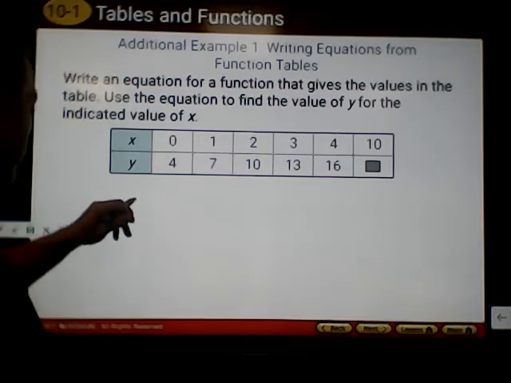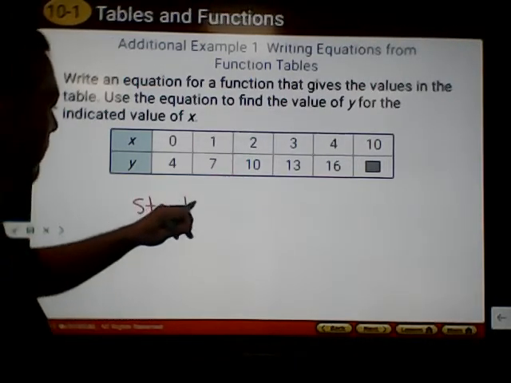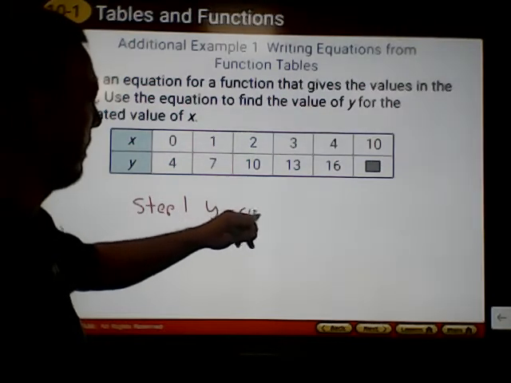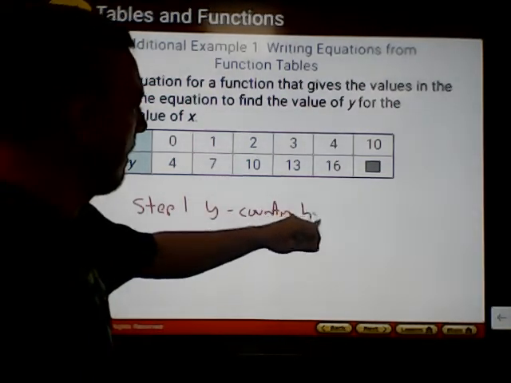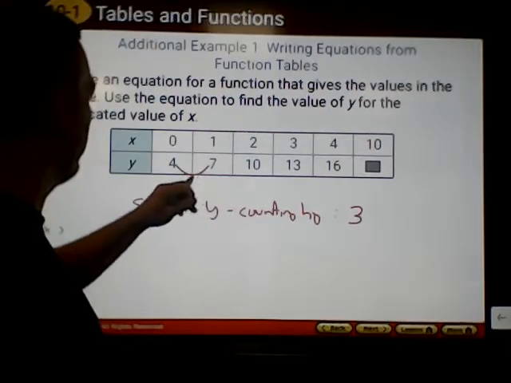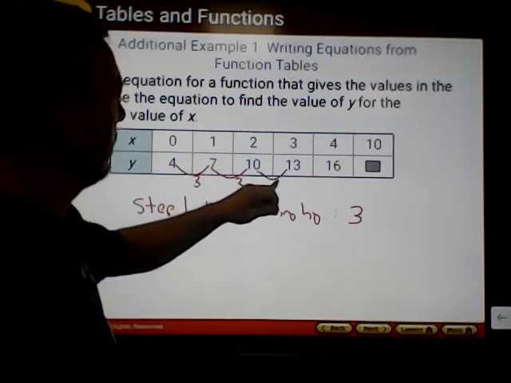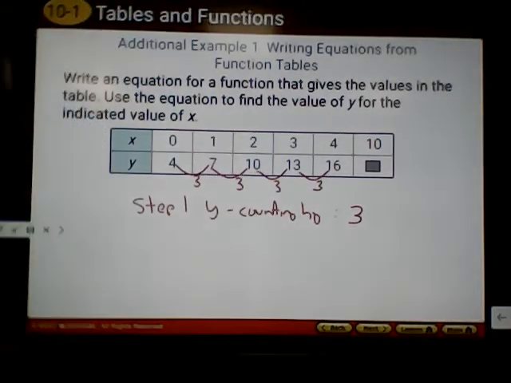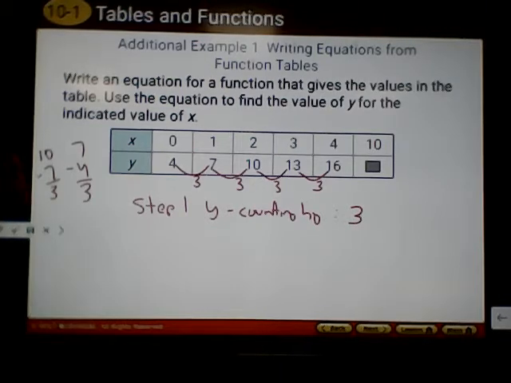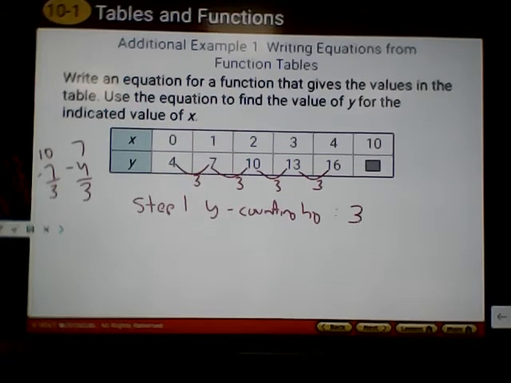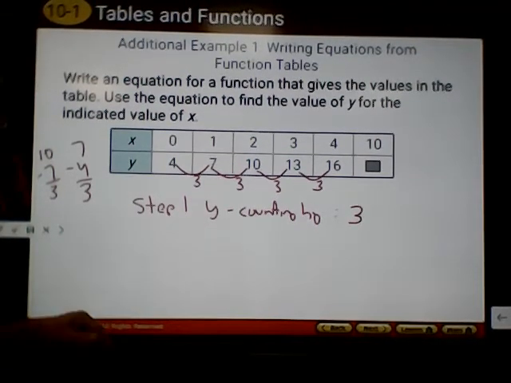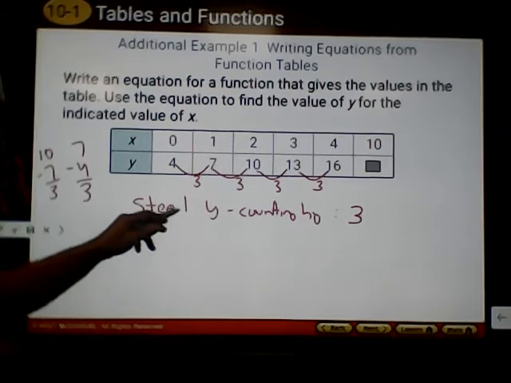And we can see that. So step 1: what are my y's counting by? Counting by 3s. Can you see here? That's 3. That's 3. That's 3. And that's 3. I can just do 7 minus 4. That's 3. 10 minus 7, that's 3. 13 minus 10, that's 3. And 16 minus 13 is also 3. So you can see this is all counting by 3s. So step 1 is to see what the y's are counting by.